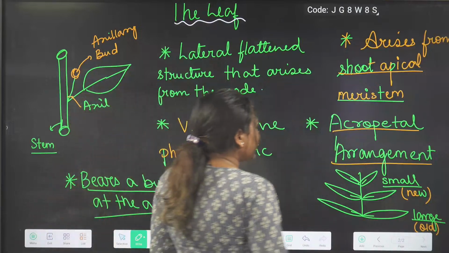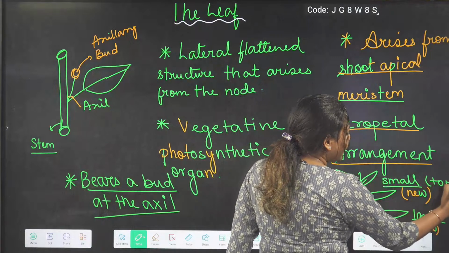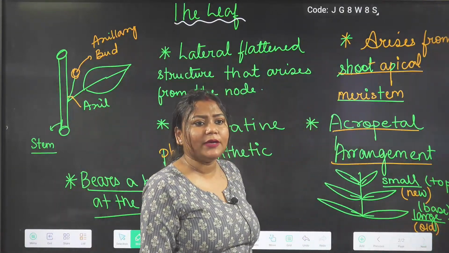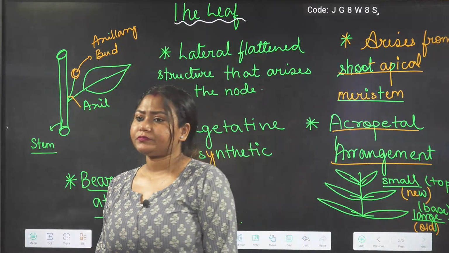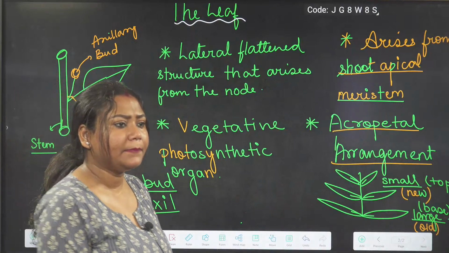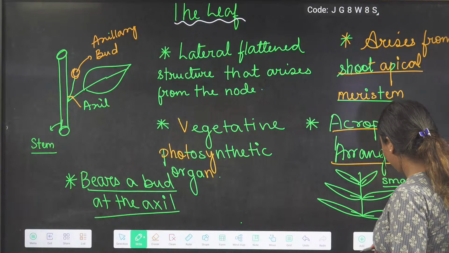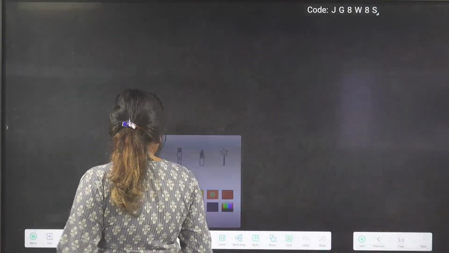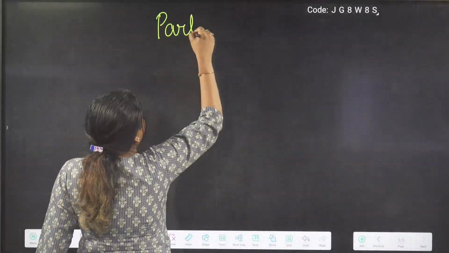Now, acropetal arrangement means small or new leaves will be at the top and larger leaves will be at the base. This is a type of arrangement. Clear? Chalo. Now, what are the different parts of leaf?